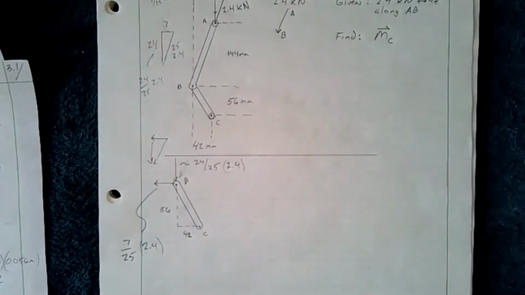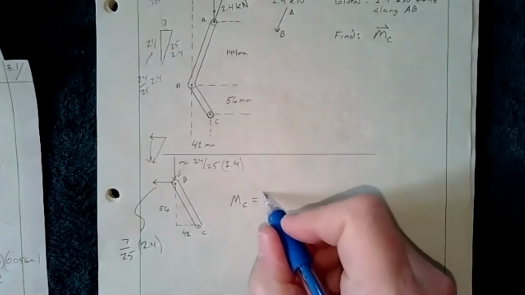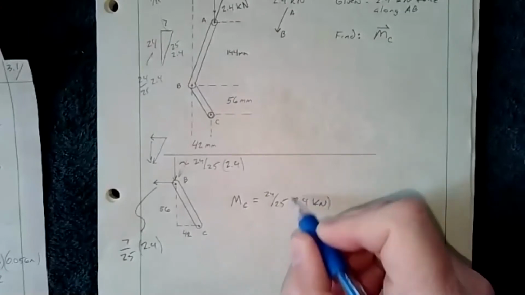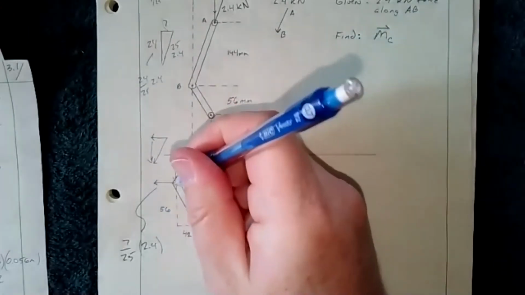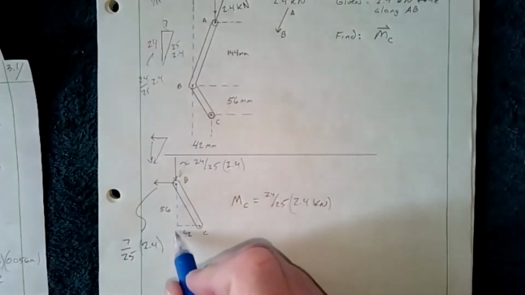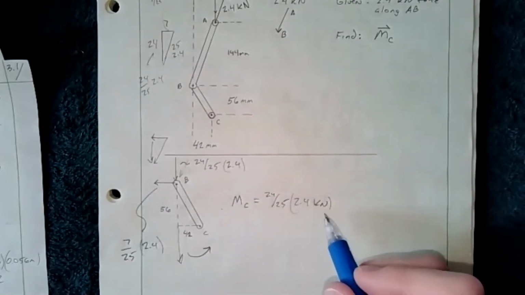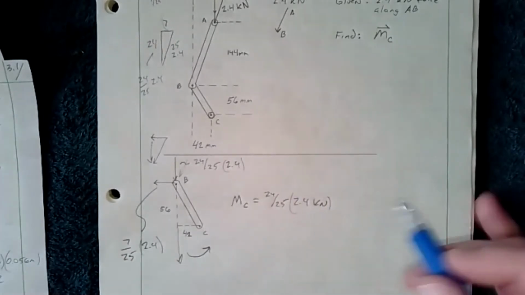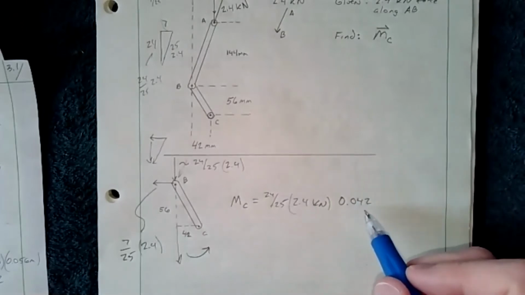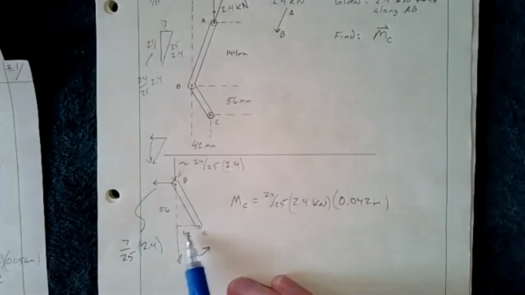That's legible, so I'm going to go ahead and write that out. MC equals 24/25 times 2.4 kilonewtons. So there's my force. Now that's going down. If you follow this line all the way down to C, it wants to make it go counterclockwise, so it stays positive. Sign conventions are very important in this. And then I'm going to multiply that by 0.042. That's 42 millimeters, converted to meters. You don't have to do that, I'd like to, but you see where that came from. So that's the perpendicular distance.